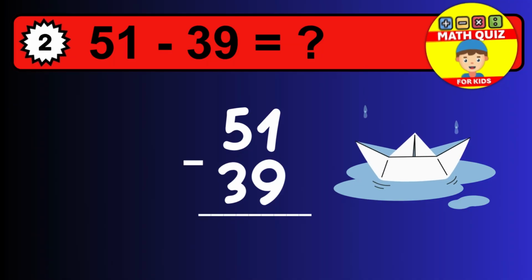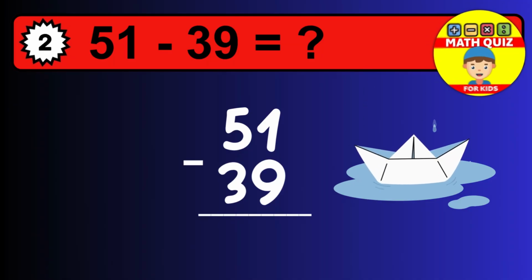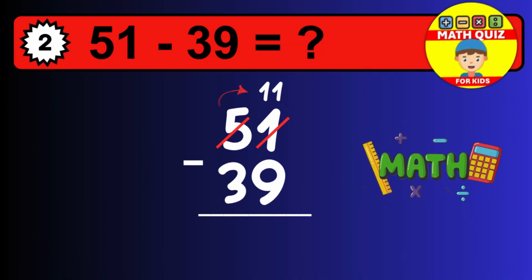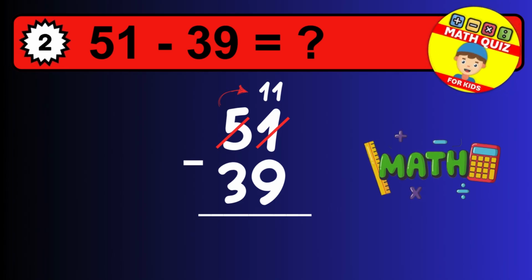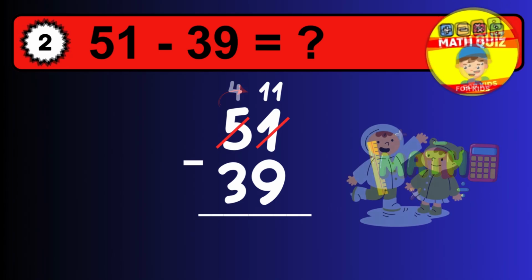Let's solve this step by step. We start with the units. 1 minus 9 is not possible, so we need to regroup. We take one 10 from the tens column. Now we have four tens, and the units become 11.